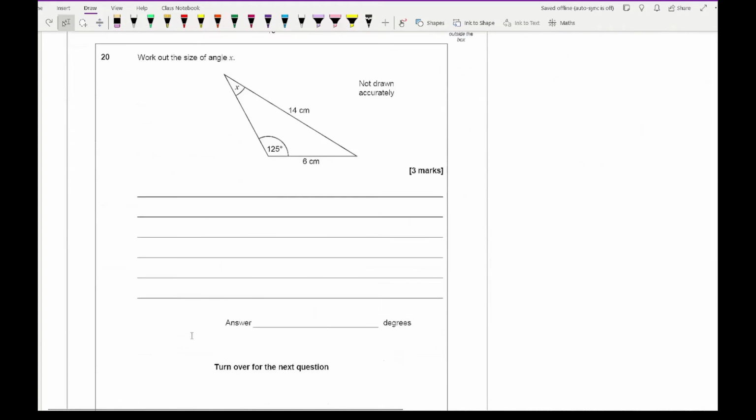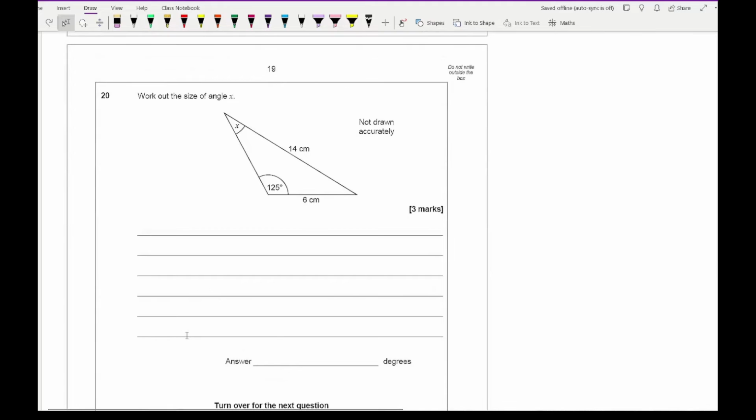Moving on to question 20, it says work out the size of angle x, and again this has got a non-right angle triangle, and we're looking at angles and sides, so it's going to be trig, and this is going to be sine rule trig. First thing we need to do is label the triangle, so we're going to call this A, that's going to be little a, and that's going to be B. In terms of substituting numbers in the formula, I'm going to be using a over sine A equals b over sine B, in which you could flip those numerators and denominators the other way around, and that's fine.